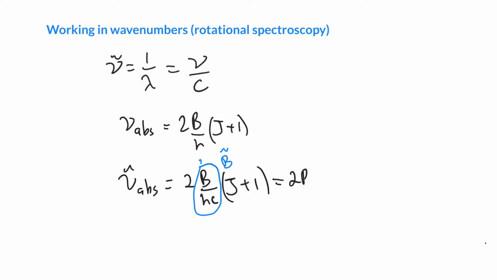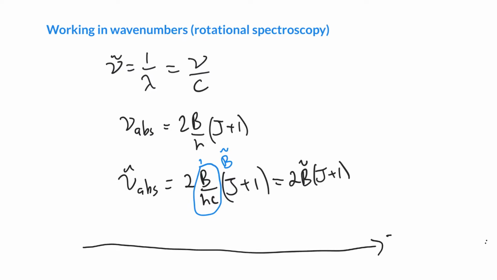And at least this one we have the good sense to put the little tilde above, to remind us that it's in wave numbers. And so we can write the expression that looks something like this: 2 times the rotational constant in wave number units times J plus 1. So if we want to look at our spectrum now in wave numbers, we can just draw up our wave numbers here on the bottom. And here is 0, and so if J is 0, we get 2 times B times 1. So that is a line there at 2B. And when J is 1, we get 2 times B times 2. So that's 4B, and 6B, and 8B, and so on.